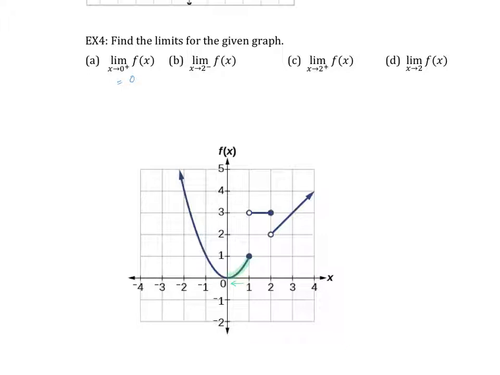And as we approach 2 from the left, so I'm coming in from the left, then the part of the graph that I'm using is this one little horizontal piece here. So as I get closer and closer to 2, my y values are getting closer and closer to 3.